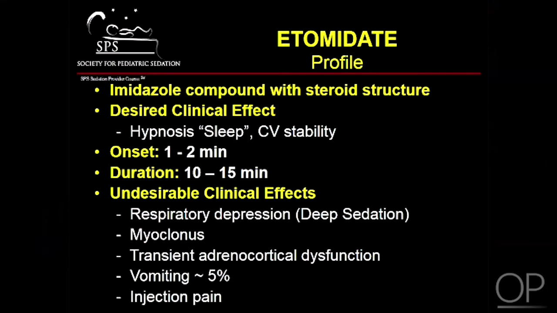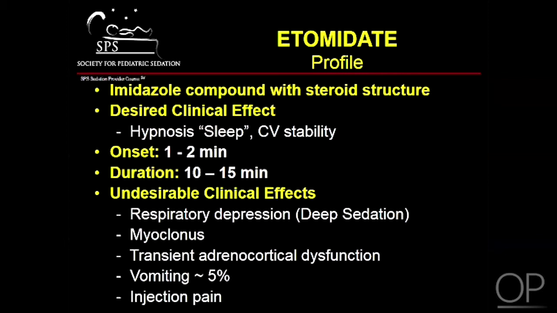Etomidate is an imidazole compound with steroid structure. While etomidate has the advantage of causing minimal cardiovascular effects, its undesirable pharmacodynamic profile, particularly adrenocortical suppression, has tempered its widespread use, particularly in critically ill patients. Etomidate's predominant desired clinical effect is sleep, and it has no significant analgesic effect. Following a single intravenous dose, onset of action is very fast, within 1 to 2 minutes, and short in duration, not unlike propofol, of approximately 10 to 15 minutes.